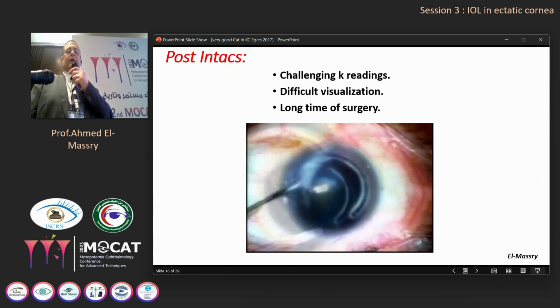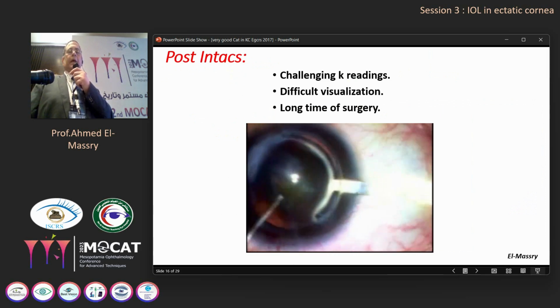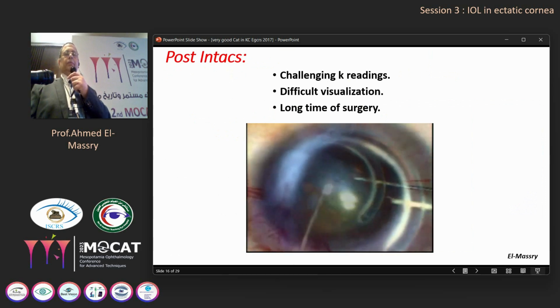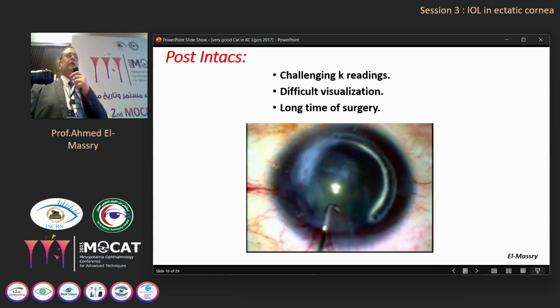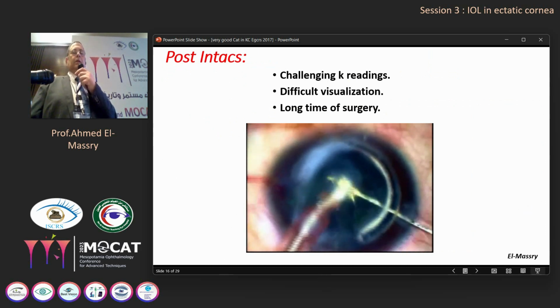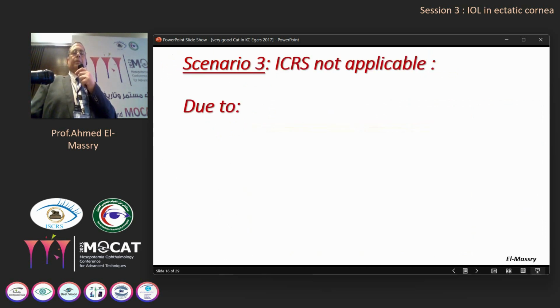This is another case after INTACS long ago, and she had an infection. One of the INTACS had been removed, and then she developed cataract. She's glaucomatous. As you see here, the visualization is a little bit difficult, so be careful while doing these cases. You need a lot of time because you cannot see the posterior capsule well.